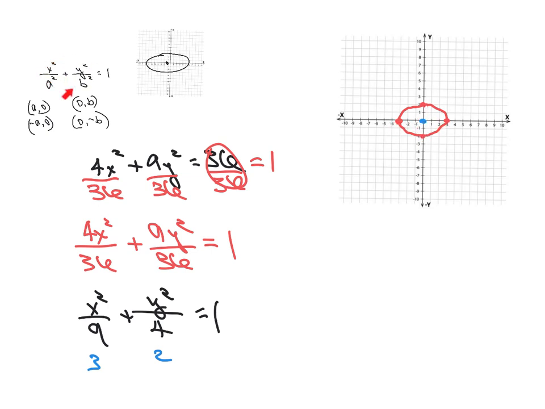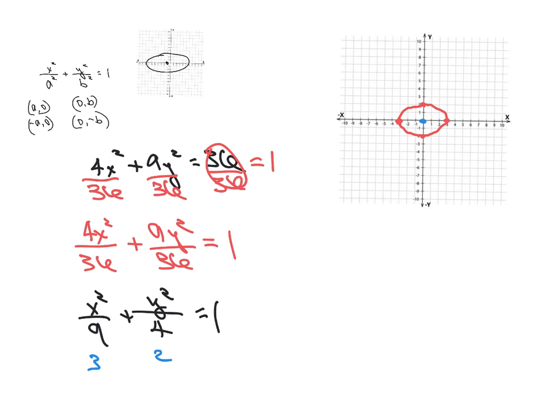Now, if I were to flip this around, if I were to have the y squared first and the x squared second, this ellipse would be a little bit different. It would have the same information, it just would be flipped over like this. So it would be up and down rather than from left to right. That's really the only difference that we would have there as far as where it goes.